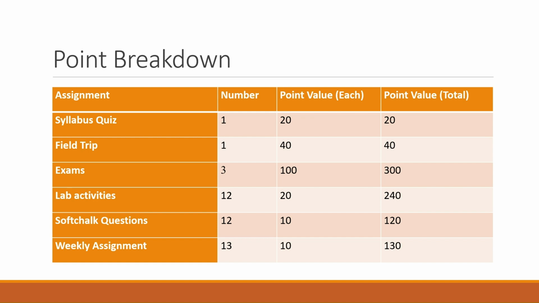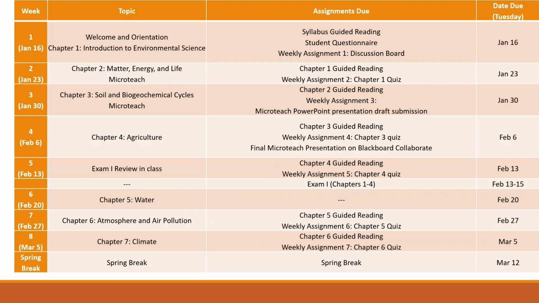Then the SoftChalk questions. So those are the questions that are embedded in the textbook itself. They're going to be worth 10 points each. There are 12 chapters, so 120 points. And each week there will be a weekly assignment, except for exam weeks. And so we're looking at 13 of those worth 10 points apiece, relatively the same amount for the SoftChalk questions.